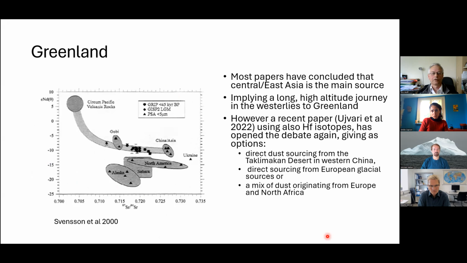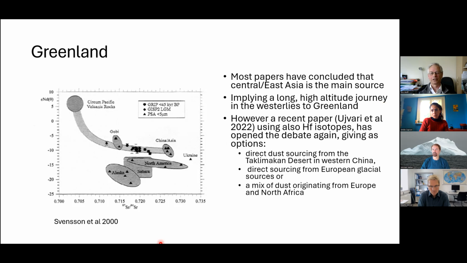So for Greenland, sorry, I've used a very old paper from Anders Svensson and colleagues. Most papers have concluded that the main source is Central and East Asia, using neodymium and strontium isotopes. That implies a long high-altitude journey in the westerlies to Greenland, which is why that previous conceptual plot had the westerlies written on it.